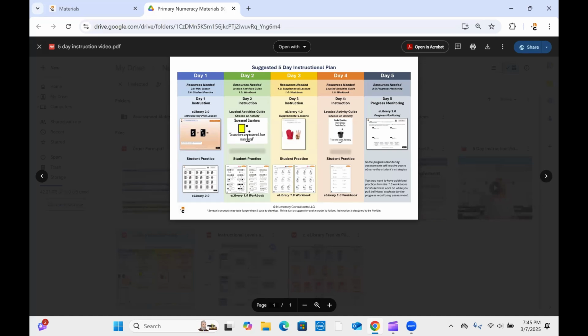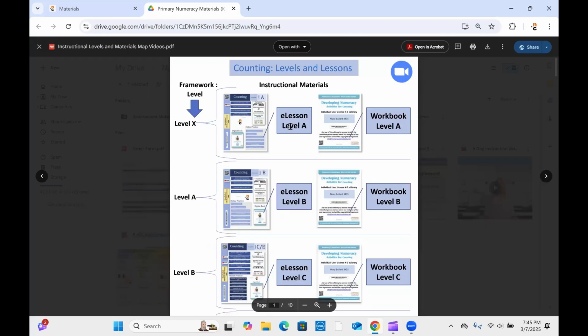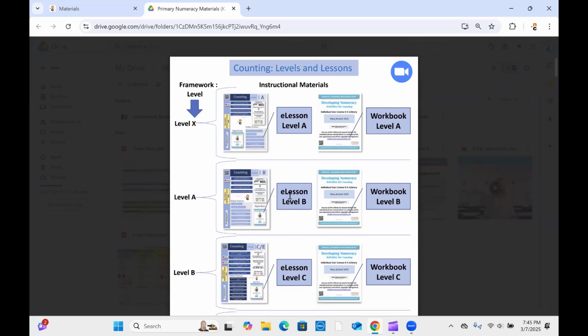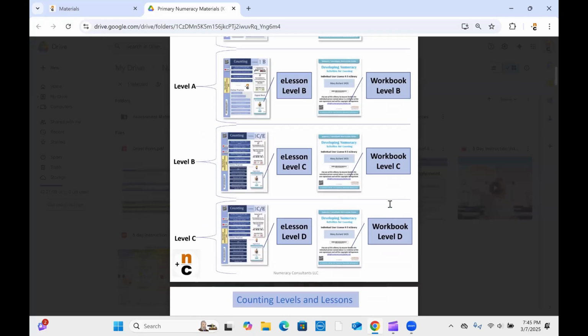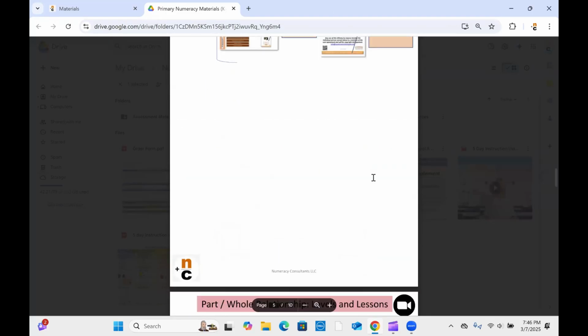One thing I want to point out to remember is that when you see anything with, like, the leveled activities guide, remember that instant intervention is those lessons that are all prepackaged. This is very important. This is called the levels and lessons. When you have your assessment and you map out everything on the framework, this tells you exactly what books to use, what level e-lesson, and what level to use in the workbook. And if you click on this little video up here, there are little videos about 10 minutes long that go through this for counting, addition, subtraction, and so on.